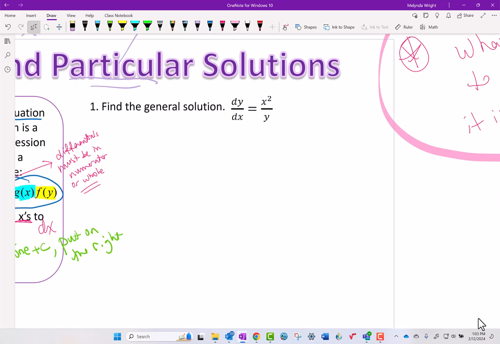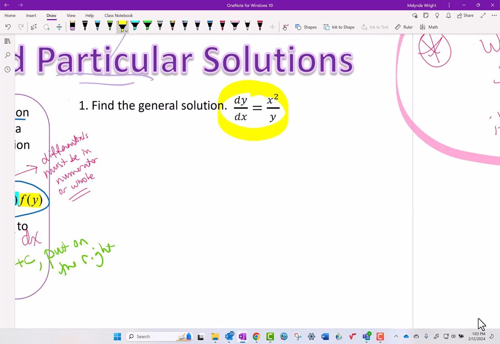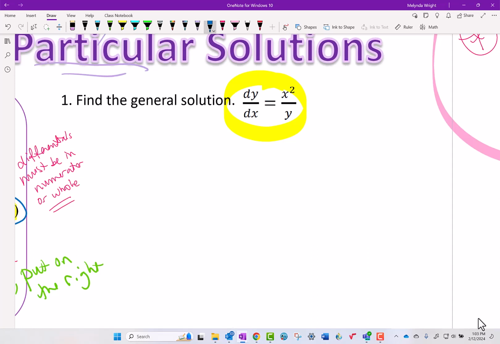So what are we going to do? We're going to take this and we're going to separate it first. So I'm going to leave the dy where it is, and it's kind of like cross multiplying if you want to think about it that way, if maybe that makes more sense to you. Typically, with some of the more straightforward ones like this one, we can just cross multiply. So this is going to be y dy equals x squared dx. Okay, so that's step one, is separate. So we've got the y and the dy on the left and the x and the dx on the right.